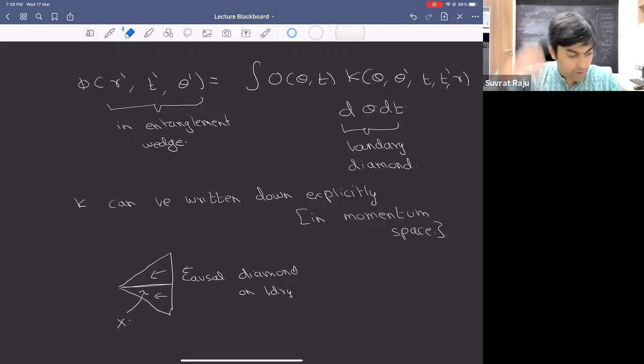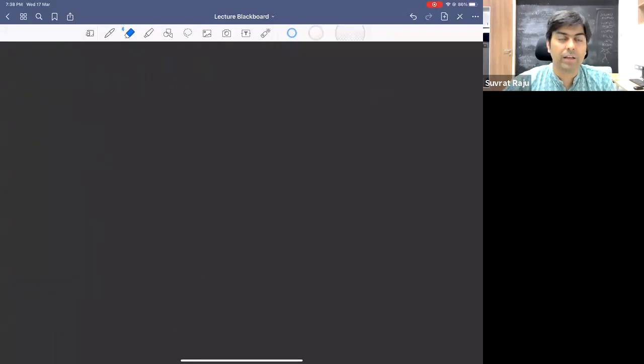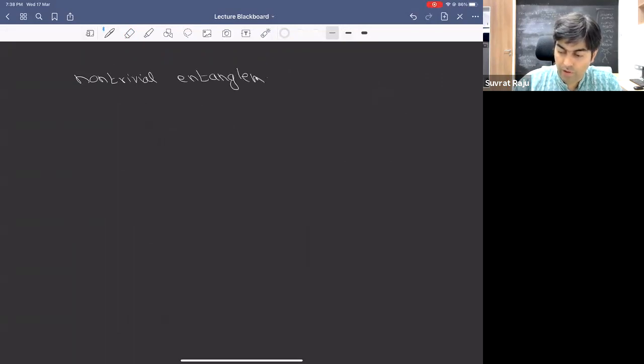Great. So in this case, we have a situation where we can explicitly understand subregion duality. And now, why am I harping on this issue? The reason is that this subregion duality is very important, and it will be very important when we turn to understanding islands. And it is not difficult to find examples of non-trivial entanglement wedges. So I want to now give you an example of a non-trivial entanglement wedge.